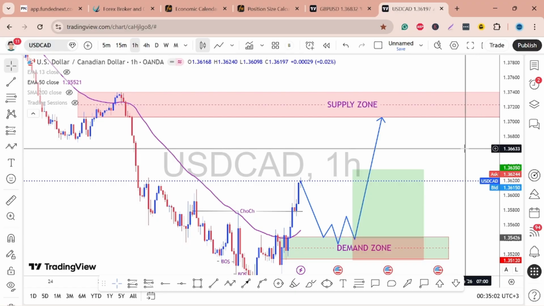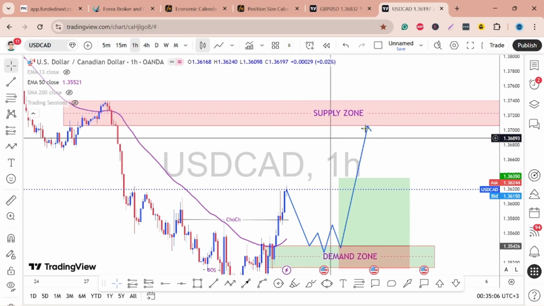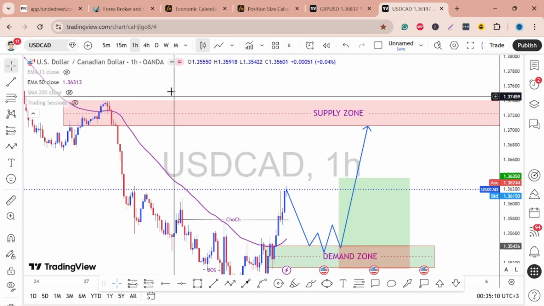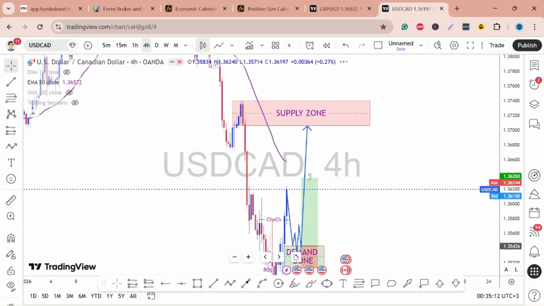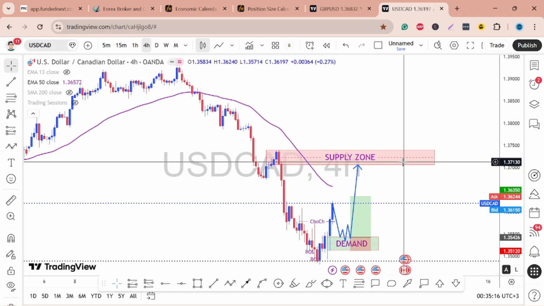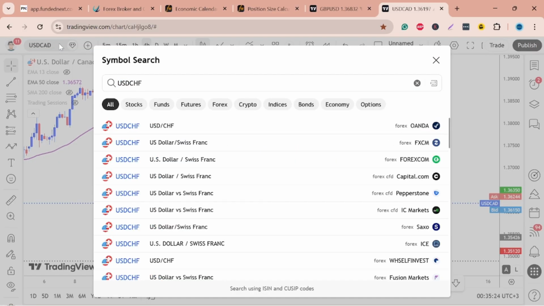So you'll be looking to take price onto that level, as you wait for price to get onto this point of interest, which is a 4-hour supply zone, before we can look for shorts, because the market is still in a valid downward trend or movement. Let's look at the USD CHF.